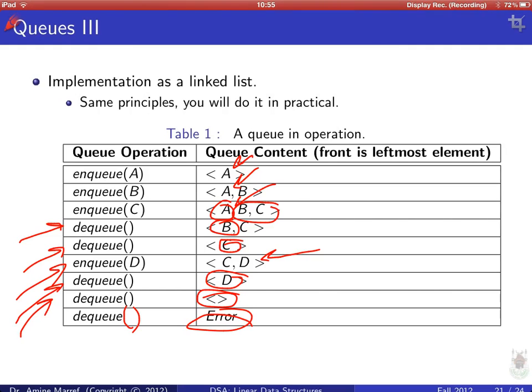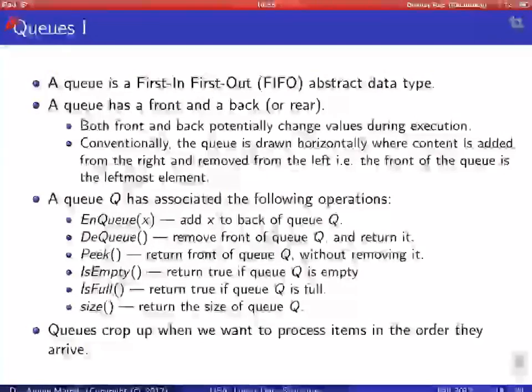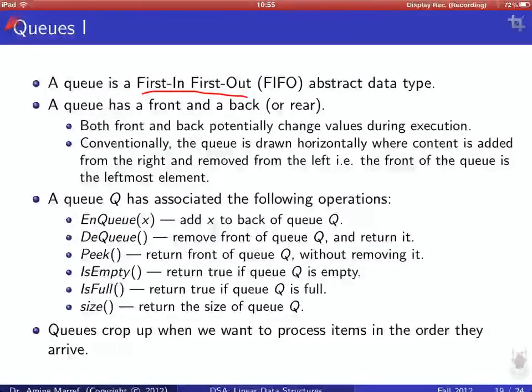So this is how a queue works. So we see the semantics. A queue is first in, first out, FIFO. First in, first out. So whoever comes first is going to leave first. The one that is enqueued first is going to be dequeued first. Okay.